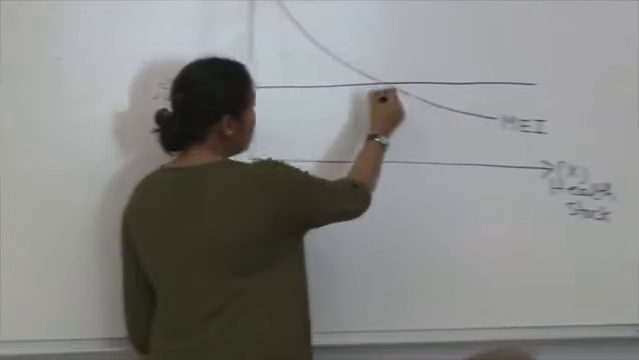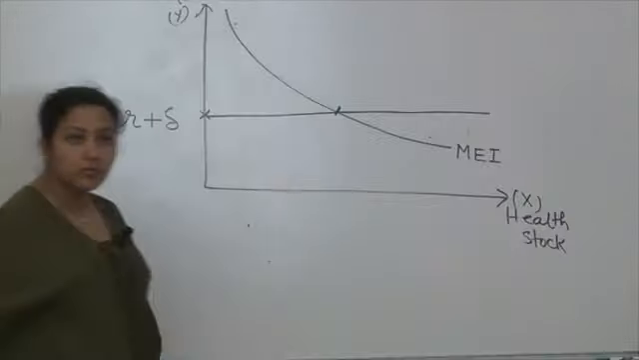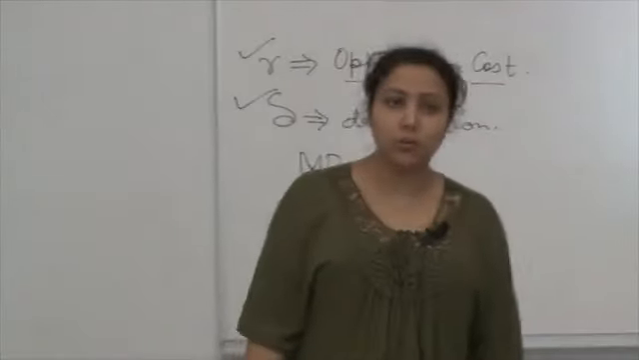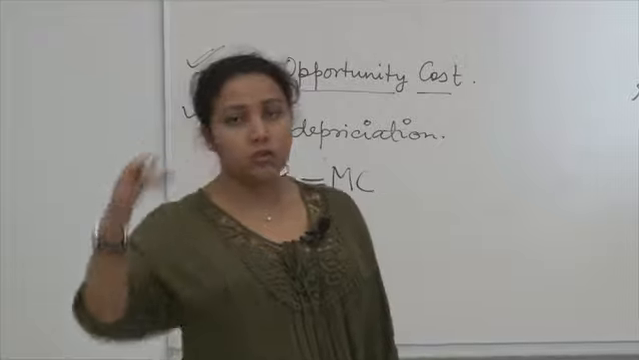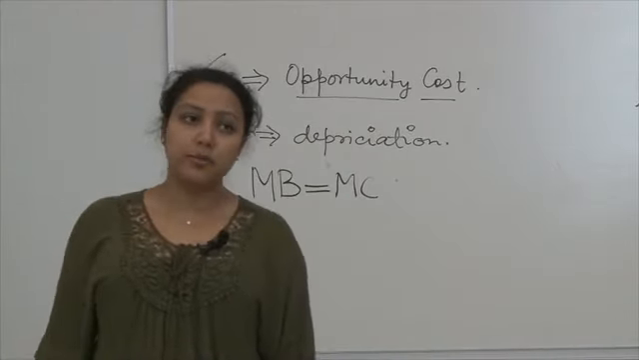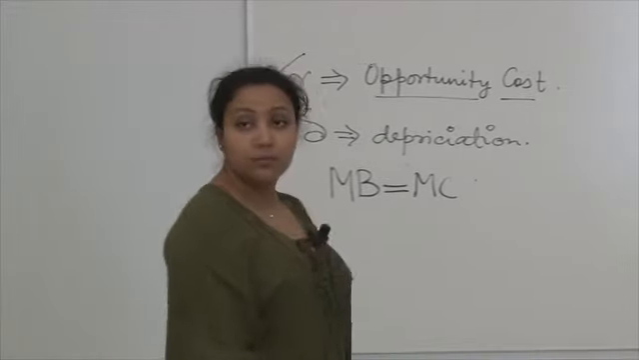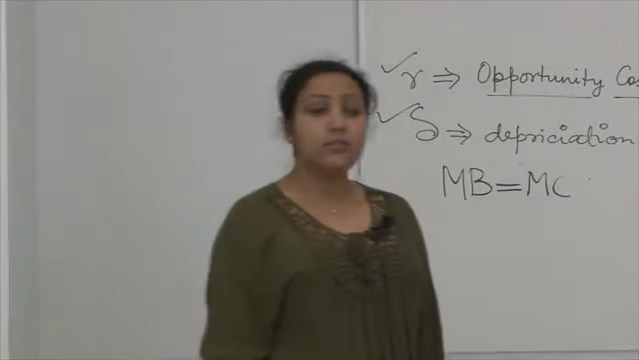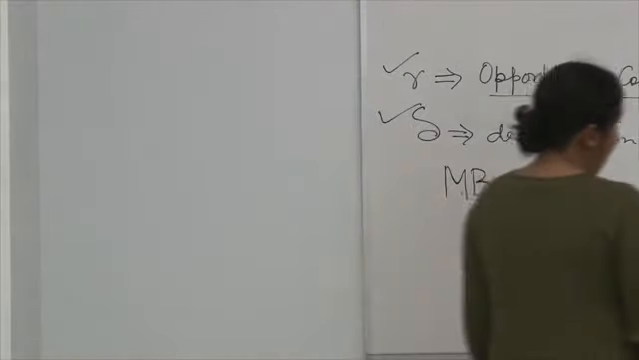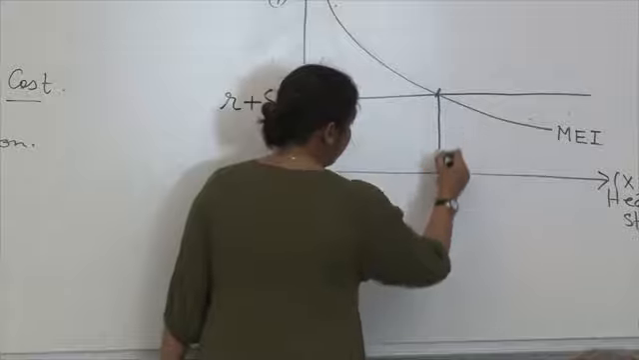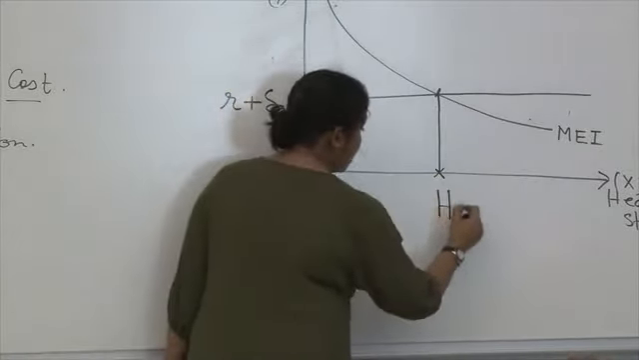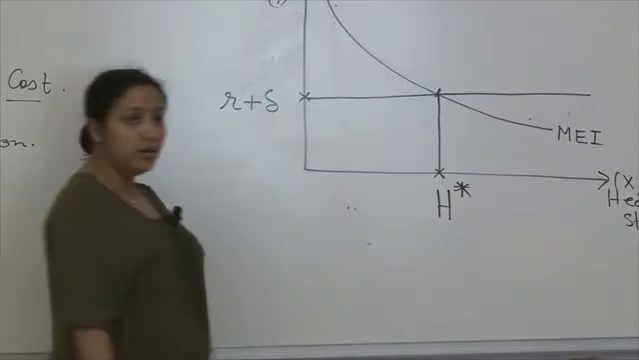Here. The intersection of those two curves, because the MEI curve is representing your marginal benefit and your marginal cost is being given by that r plus delta, because your cost has those two parameters, correct? So that's called your equilibrium, that's the optimality point, the optimal decision making point. And corresponding to that point, whatever is the stock of health, that is called your optimal stock of health, and let me call that H star.